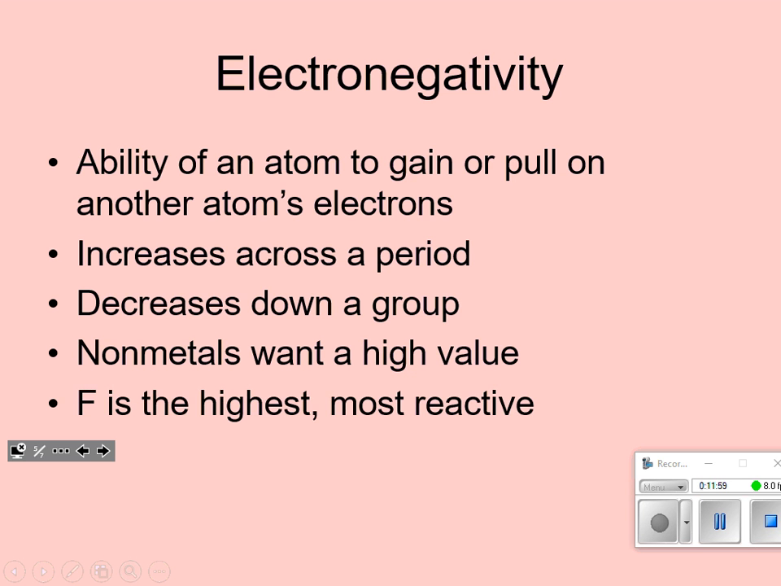Can I say nonmetals want a high value? Maybe I shouldn't be using personification for that. Atoms don't have needs and wants and desires. Usually the term that's used is they have a tendency. They have a tendency toward high electronegativity. They gain electrons to get to that octet, that level of stability. Fluorine, for example, is the highest electronegativity element on the periodic table. It is also the most reactive nonmetal because of that. Fluorine will always gain electrons.